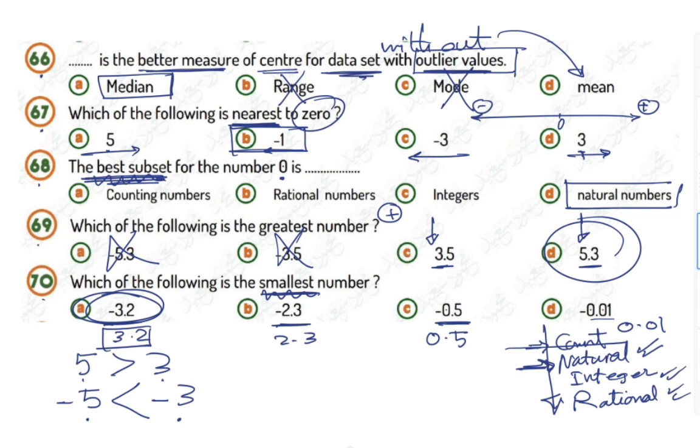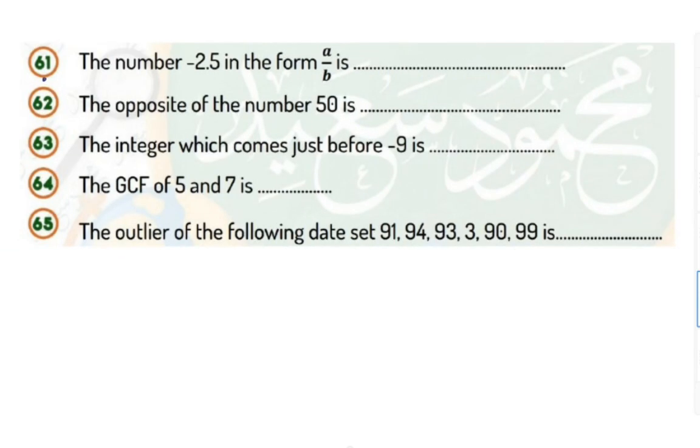Choose. Let's go to complete. 61 of the complete questions. The number -2.5 in the form of a over b. That's the fraction form. Okay. I need a numerical fraction with numerator over denominator. We have a negative sign. 2 is the whole number, and 0.5. 0.5 equals what? Equals half. Right?